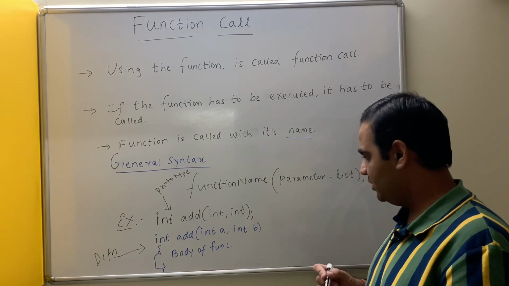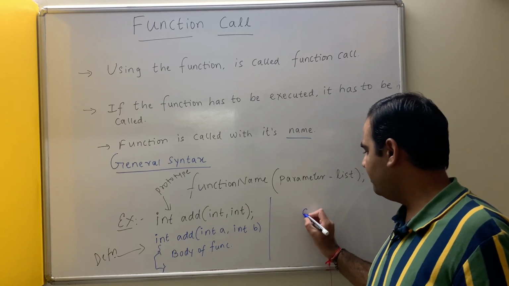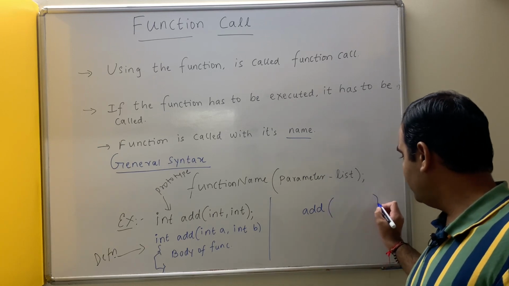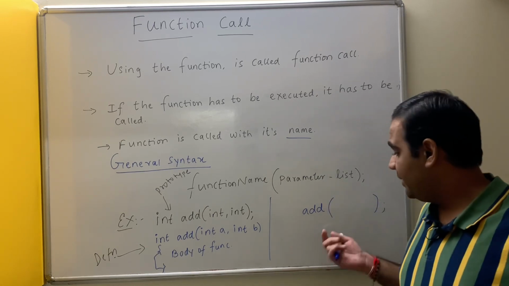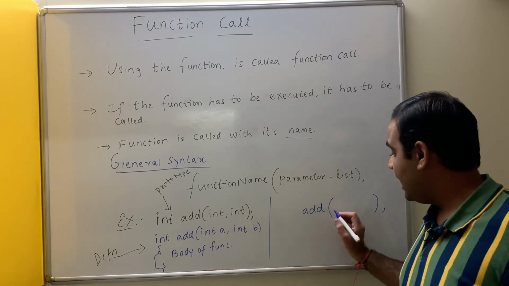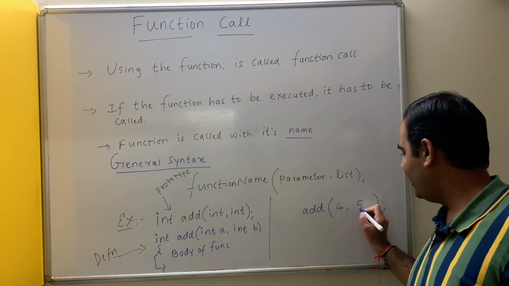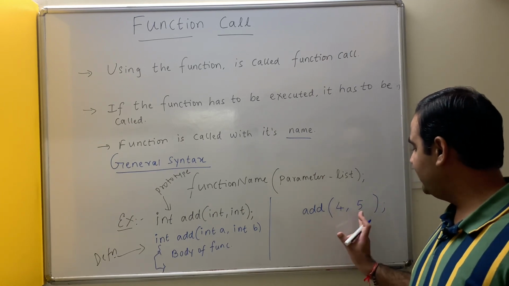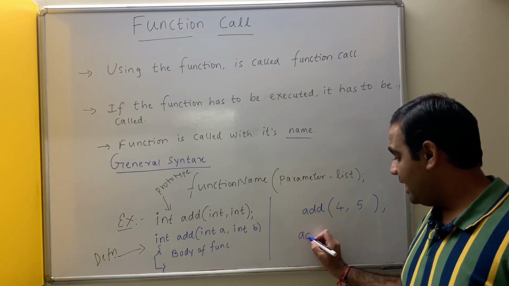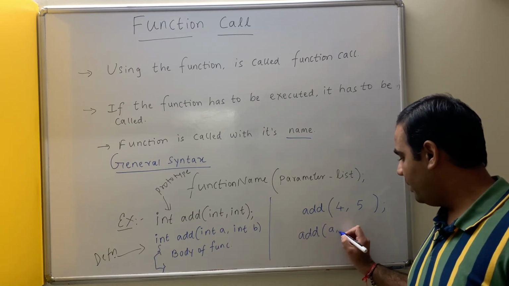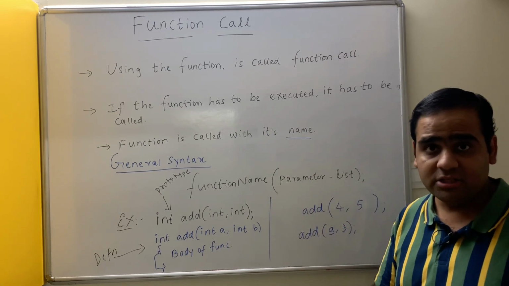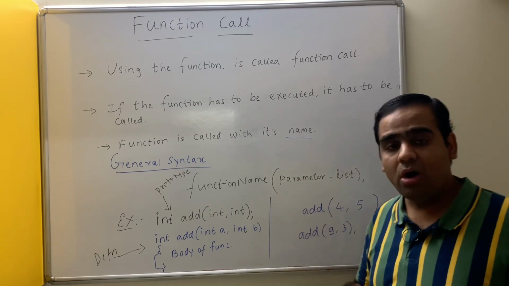Now how do we call this function? We call the function with the help of the function name. What is the function name? Add is the function name. Next we have to give the parameter list separated by comma. How many parameters does it take? It takes any two integers. I can write here 4 and 5, 4 comma 5. 4 is the first integer, 5 is the second integer. This is one way of calling the function. I can write it as add a comma 3, where a is some integer and 3 is the other integer. This is the way we call the function.